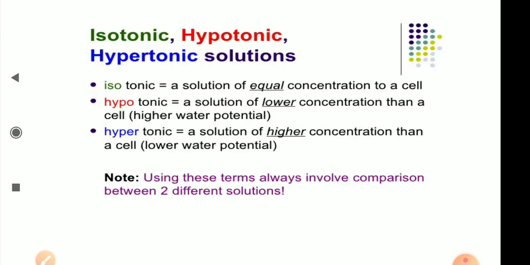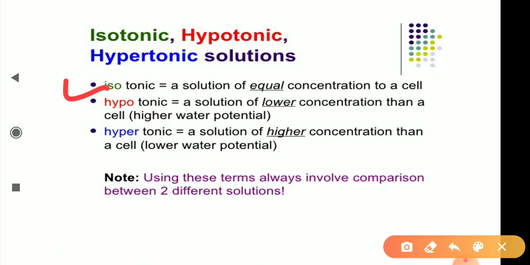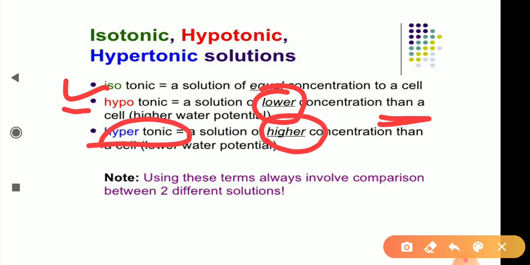Just take a look at this particular slide. Isotonic, as I have told you, is a solution with equal concentration to the cell. Then what is the hypotonic one? Lower concentration than the cell. Hyper is higher concentration than the cell. So these are the three types of solution as we have discussed.